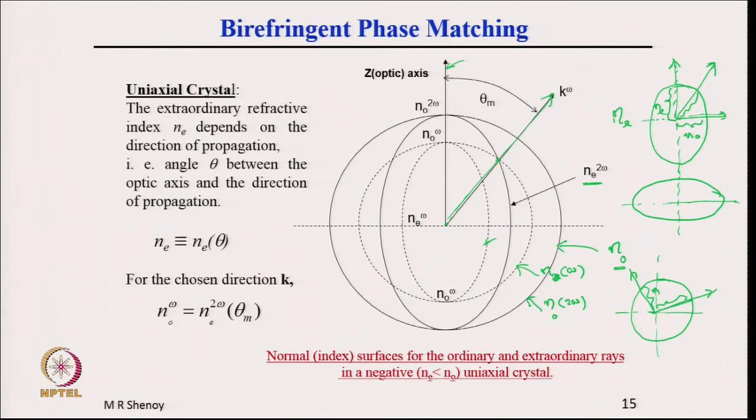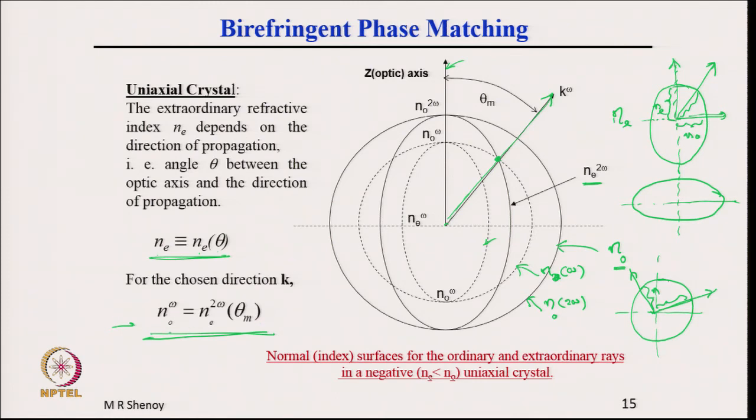If the wave is propagating in this direction, at the point of intersection, NE of 2 omega is equal to NO of omega, because NE is a function of theta, that is the propagation direction. Therefore, if we propagate the pump in a specific direction, it is possible to achieve phase matching.